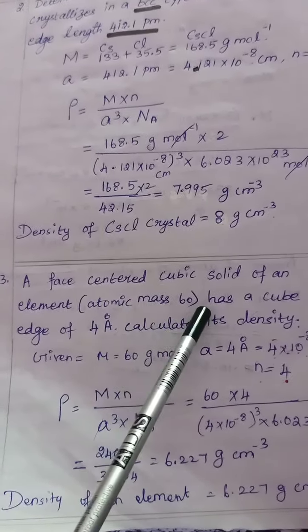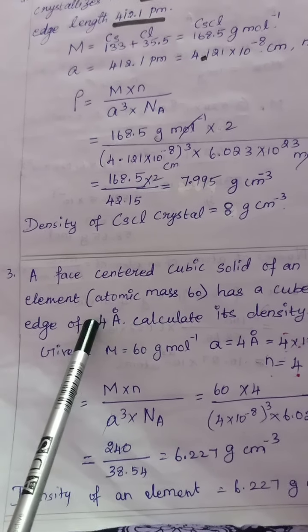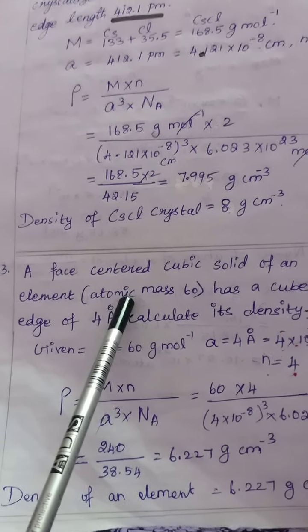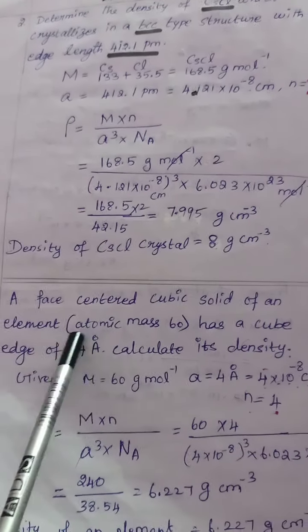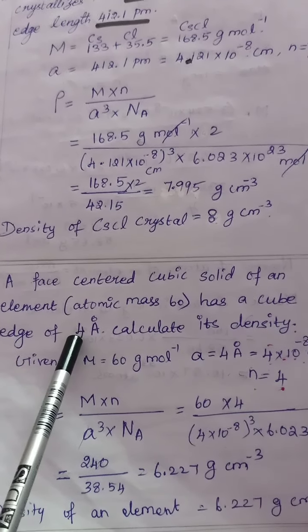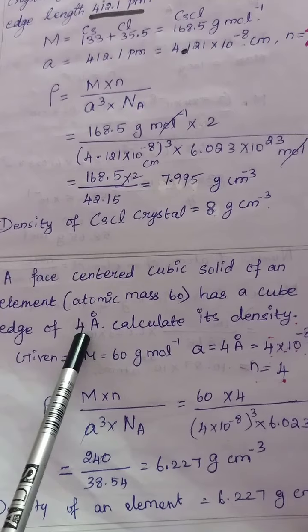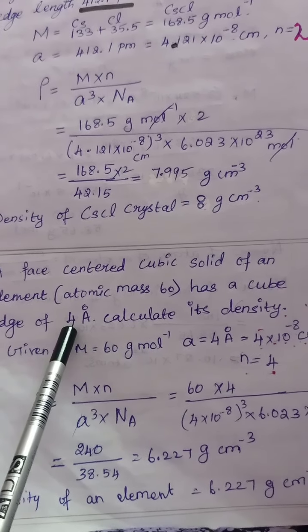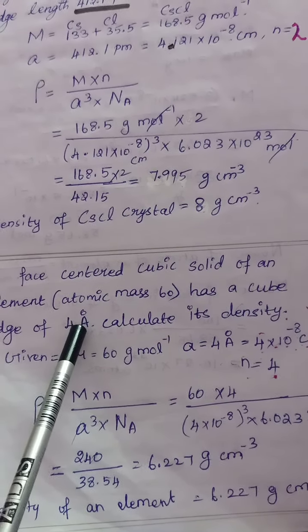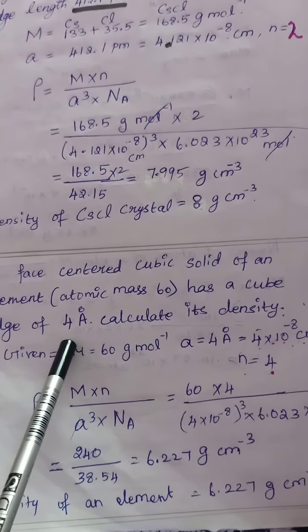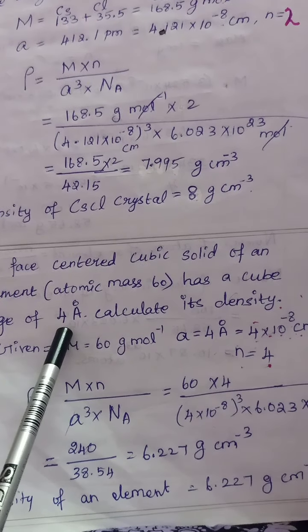Okay, see, next one: a face centered cubic solid of an element, atomic mass is given as 60, has a cube edge of 4 Angstrom. 4 Angstrom means 4 into 10 to the power of minus 10 meter. Converting Angstrom to meter: 4 into 10 to the power of minus 10 meter.